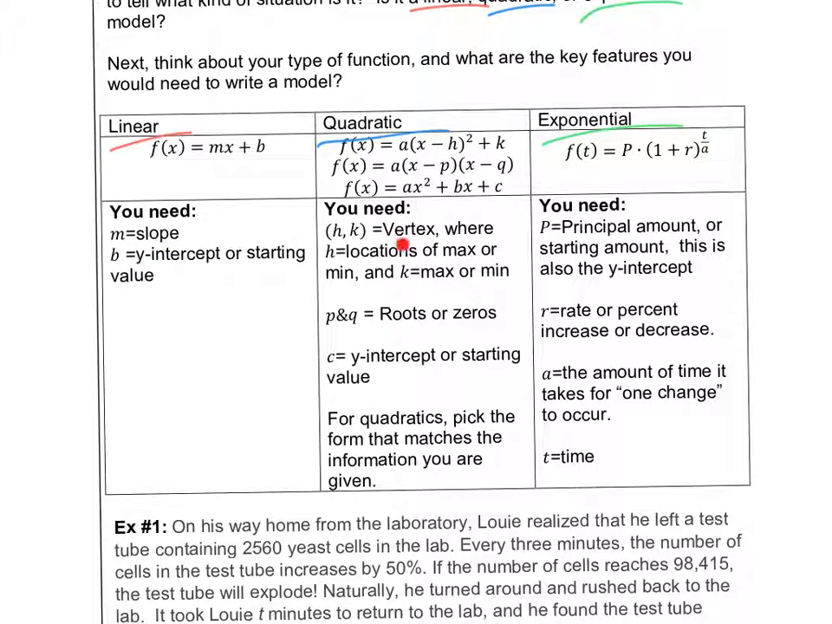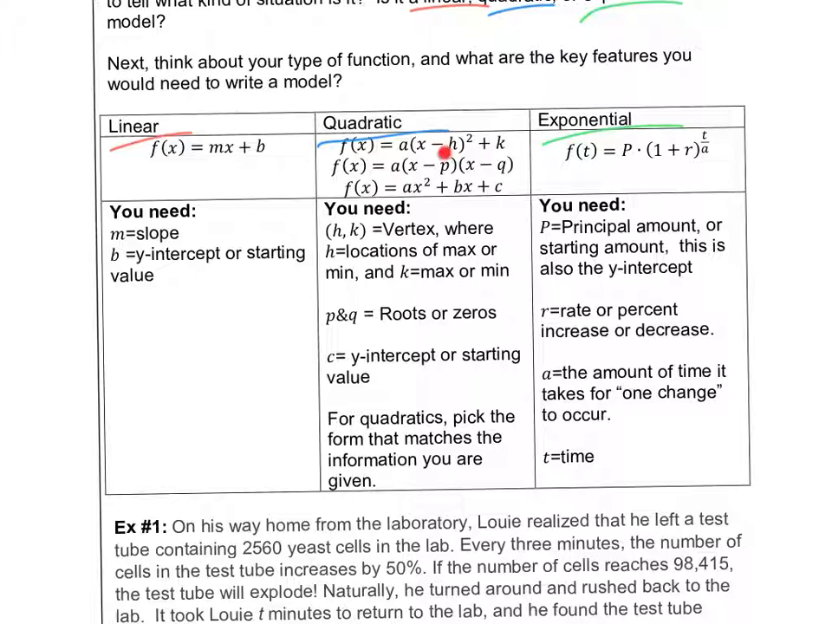If it's a quadratic, we're going to need a vertex, HK. Remember, the H is the location of our max or min, and K is the max or min. We might need the roots or the zeros. We've talked about this before. That's if it's in factored form. We're going to need the y-intercept or starting value. We might need any one of these. These are just little features that we might need. And remember, the y-intercept is really the C value when it's in standard form.